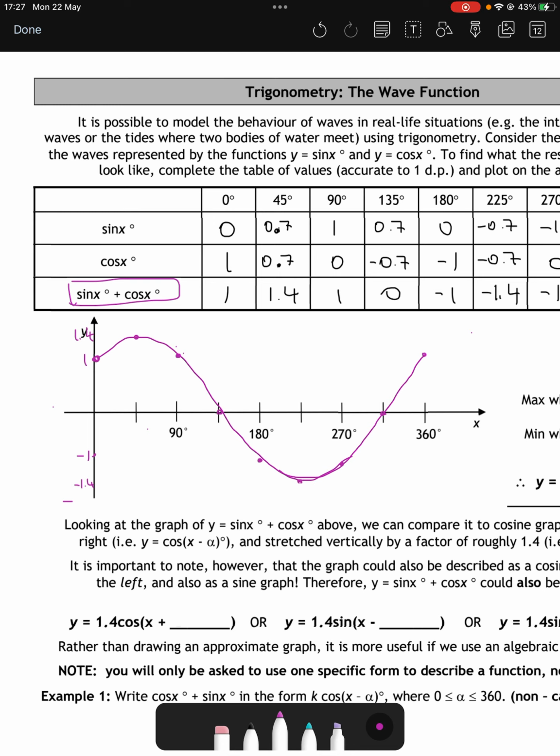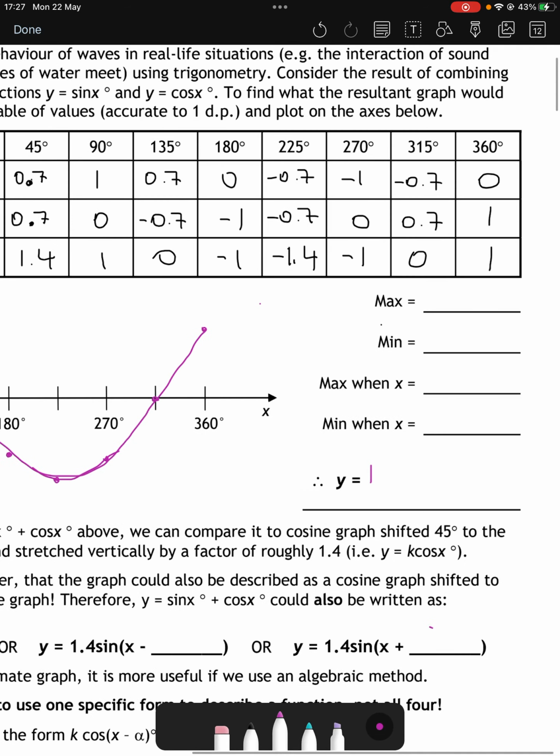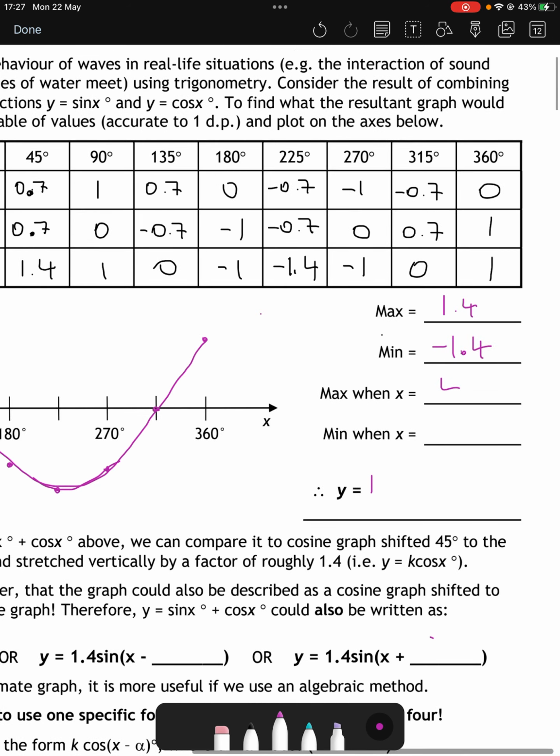Now, depending on how you look at this, you can see that it represents a sine or a cos graph. If we first of all start thinking of it as a cos graph, you'd imagine it almost starts at that point there. Okay, so at 45 degrees, if you look at there, you can see it represents a cos graph that's been shifted. So, what's the maximum? Well, the maximum is 1.4. What's the minimum? Minus 1.4. Where does the maximum take place? It takes place at 45 degrees. And where does the minimum take place? Well, it takes place at 225.